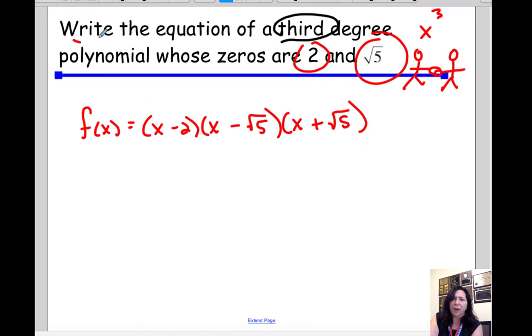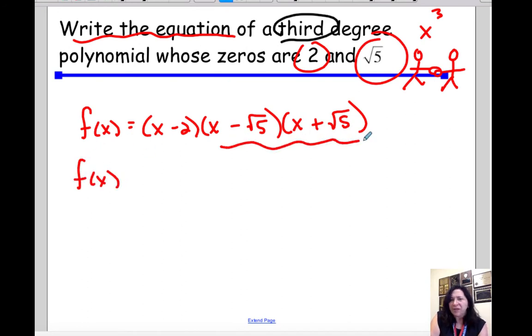Do you see this right here? Write the equation. If I ask you just to write it out like this, that's all you would do. But if I say to put it in standard form, this is not standard form. So let's just practice multiplying for a second.